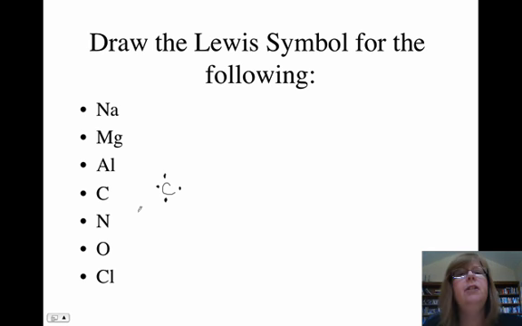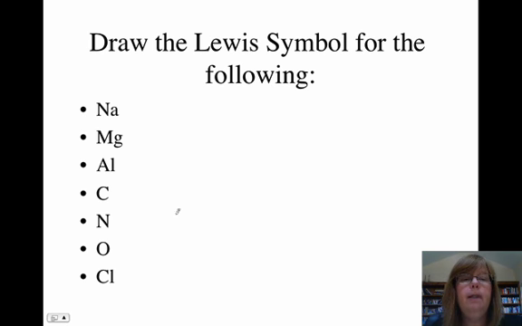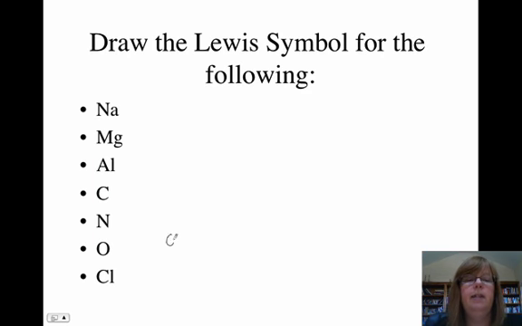All right, nitrogen. Let's draw the Lewis dot symbol for nitrogen. Well, nitrogen has 1, 2, 3, 4, 5 valence electrons. Oxygen, if you look at your periodic table, well, here, we'll go ahead and look at ours. Oxygen has 6 valence electrons, and so we're going to draw 6 electrons. So 1, 2, 3, 4, 5, 6 valence electrons.